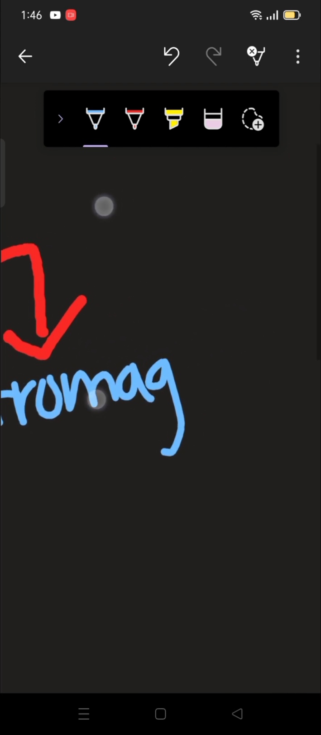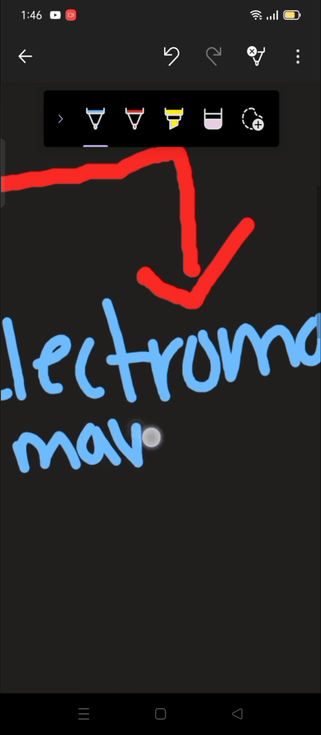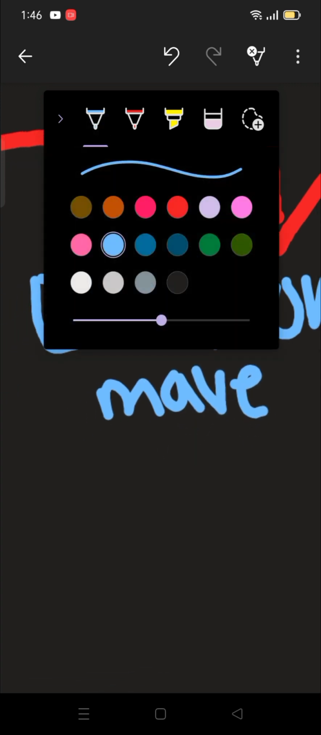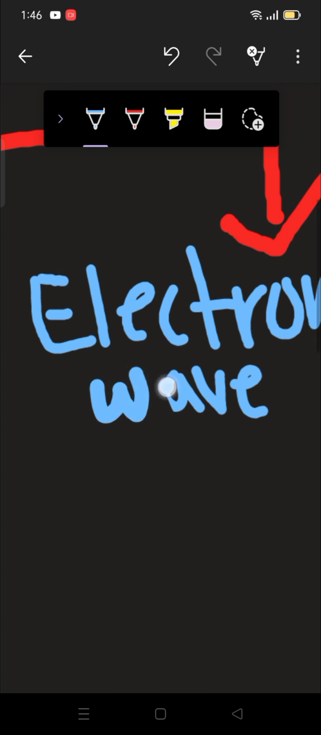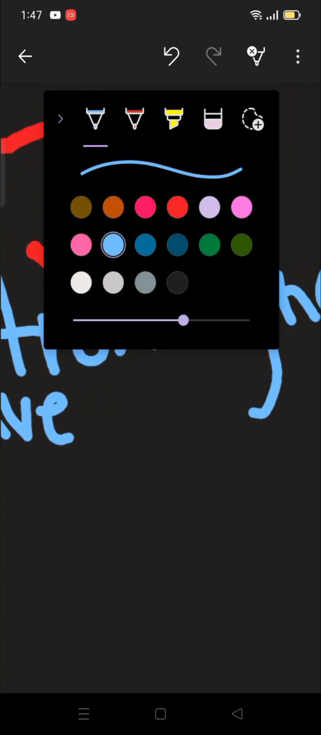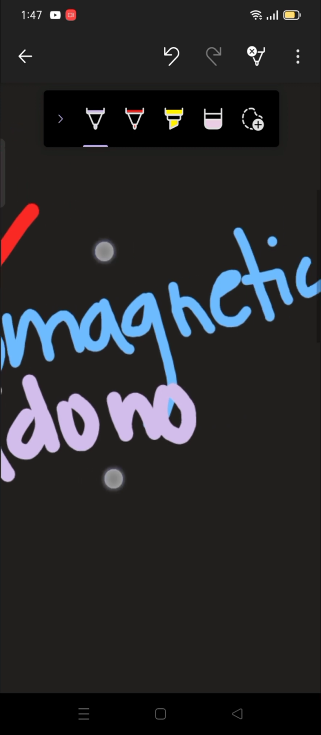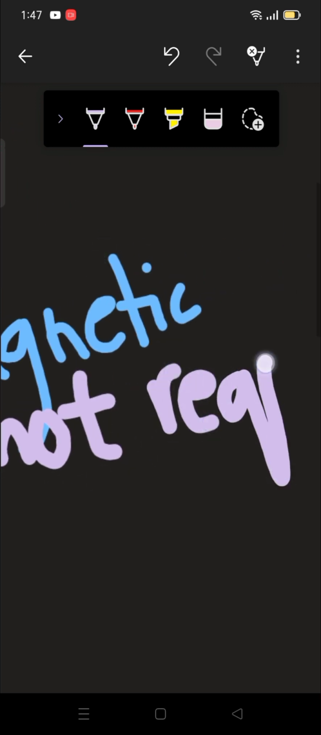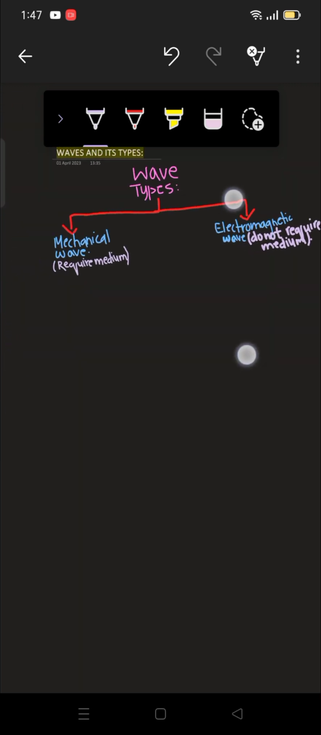While we have another type of wave as well, that is the electromagnetic wave. This is an electromagnetic wave. And they do not require a medium for traveling. They do not require medium for traveling.